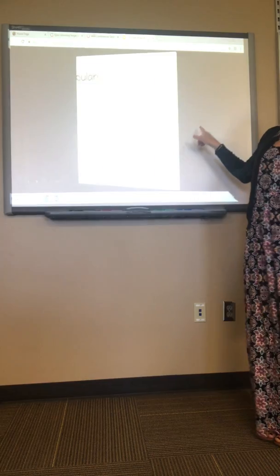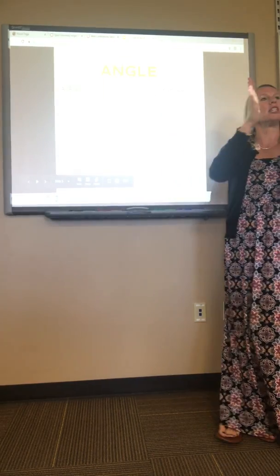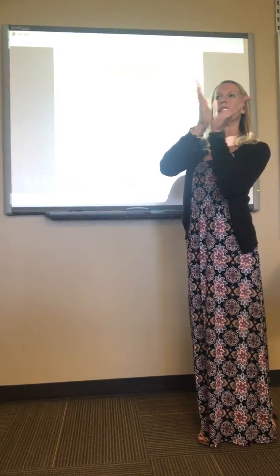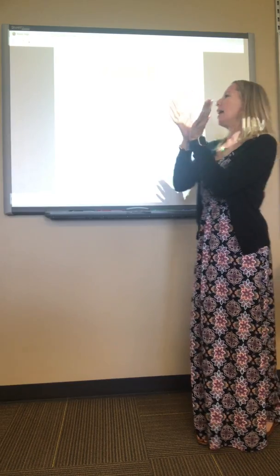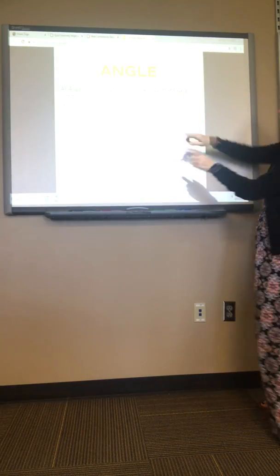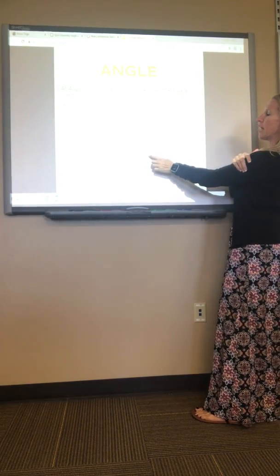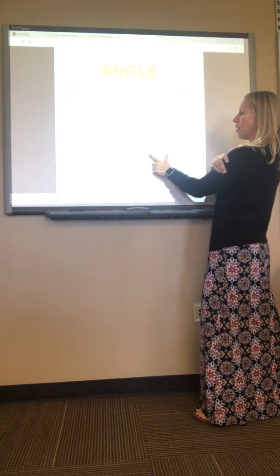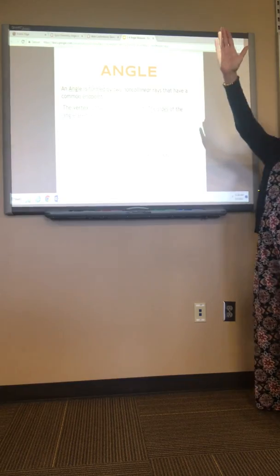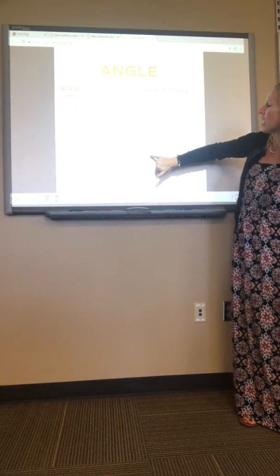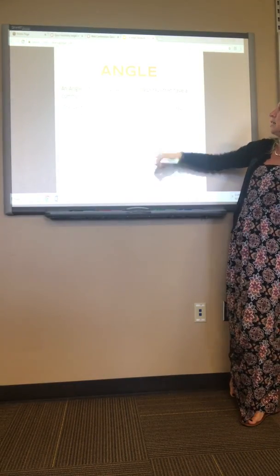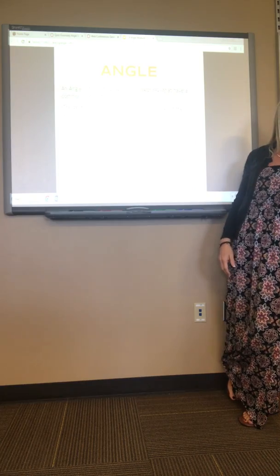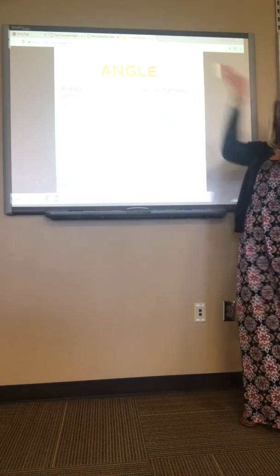Now an angle is formed by two rays. Guys, pay attention. An angle is formed by two rays. So this is the vertex, the endpoint of both rays. I've got ray XY and ray XZ. Those are the sides. This is called the vertex. That's an angle, formed by two rays coming together.